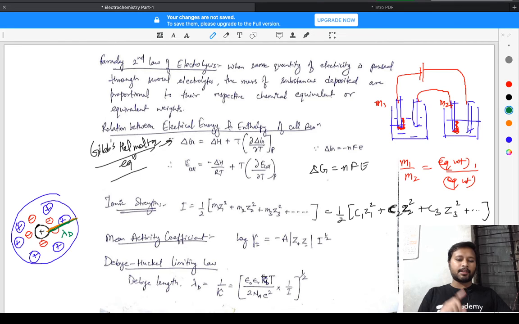And also one thing you have to keep in mind is what your Debye length depends upon. It's actually proportional to, you can say, the temperature and inversely to your ionic strength.